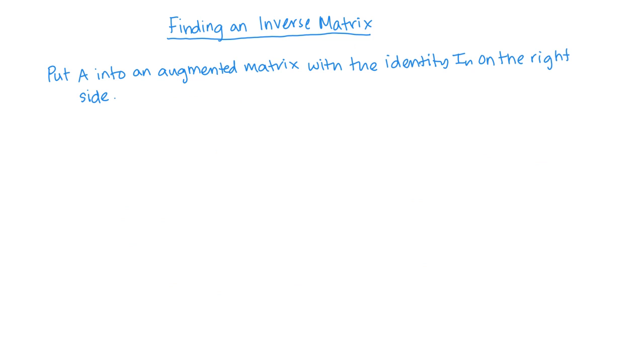So let's talk about the technique for finding an inverse matrix. The first thing that you're going to want to do is put the matrix A into an augmented matrix with the identity matrix on the right-hand side of the augmented bar.